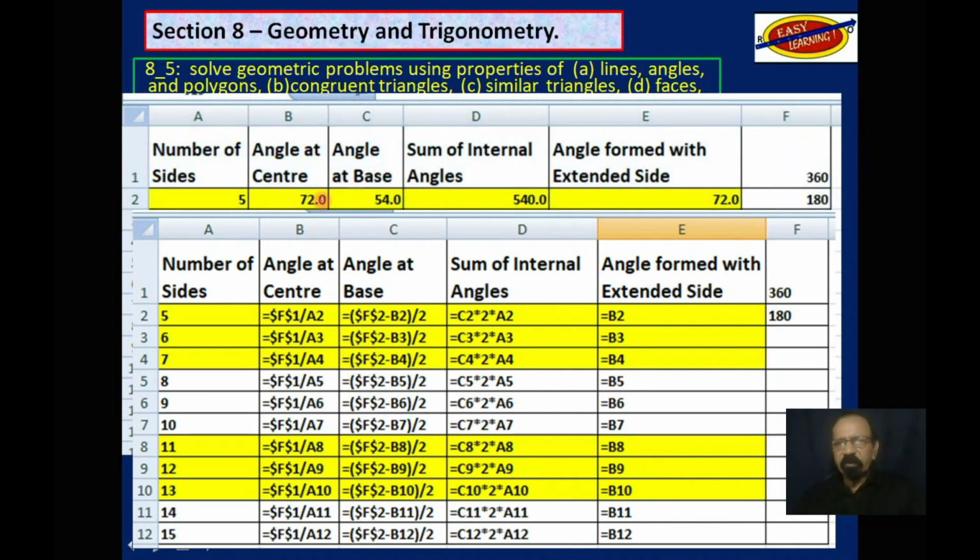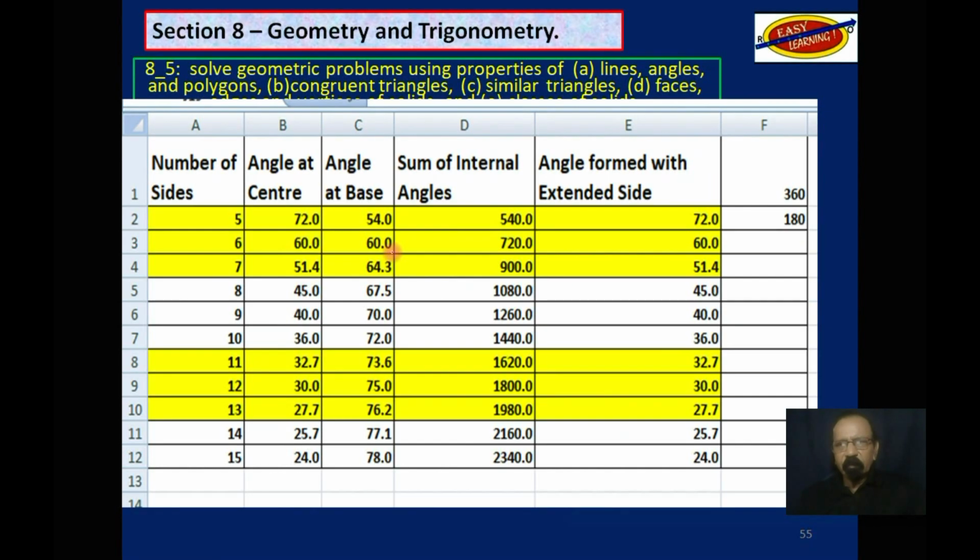And we can clearly see that if the polygon has 5 sides, this will be the angle at the center. This will be the angle at the base of one of the triangles. That will be the sum of the internal angles. And the angle, if you extend one side, will be this. And so on. Here is that same information, except now you have the actual information, not just the formulae that were used to get this information.